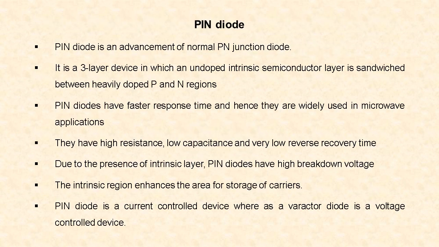In this video, we are going to see about PIN diode. PIN diode is an advancement of normal PN junction diode. This diode has three layers in which the middle layer is an undoped or lightly doped semiconductor layer, and this layer is sandwiched between heavily doped P and N regions. PIN diodes have faster response time and hence they are widely used in microwave applications.